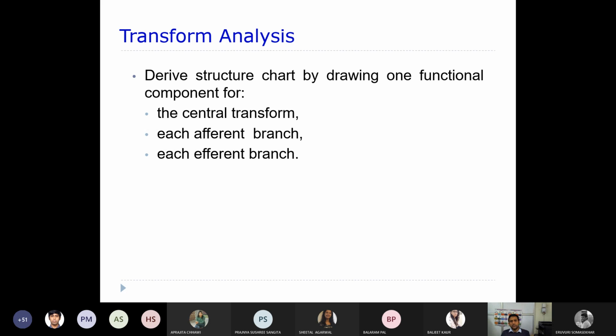So derive the structure chart by drawing one functional component for each of the three transforms, right? So you have a central transform, an afferent branch, and an efferent branch. You will have to identify these three things as part of your DFD. Okay.